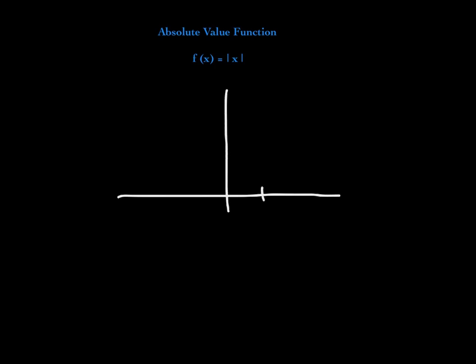I'm going to scale out my axes a little bit here. That'll be good enough to get an idea of what this graph looks like. All right, let's start plugging in some points. The absolute value of 0 is 0. Basically, when you're standing at 0, how many units away from the origin are you? 0 units away. So then the absolute value of 0 is 0. The absolute value of 1 is 1, because that would mean you're 1 unit away from the origin. So the absolute value of 1 is 1, 1 comma 1.